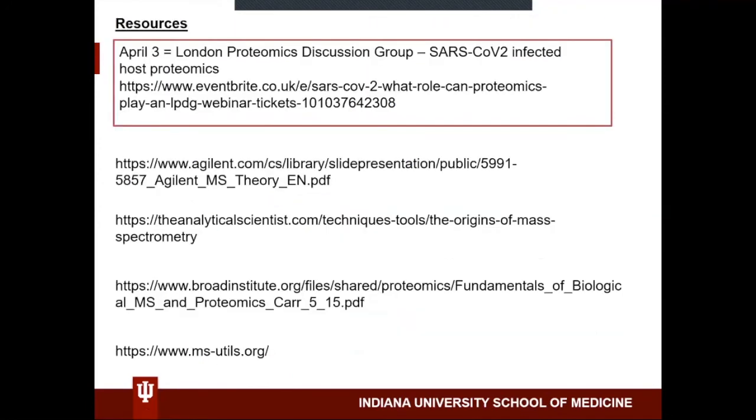So I have a number of different resources. There are some slides about mass spec theory, the origins of mass spec, and some MS utilities that you can use for different databases. I've also highlighted that the London Proteomics Discussion Group already has a bioRxiv paper out with the SARS-CoV-2 infected host proteomics. So what can we learn? What role can proteomics play in the current epidemic? I highlighted that. It's a free online webinar that you could sign up and check out in these crazy times we have.